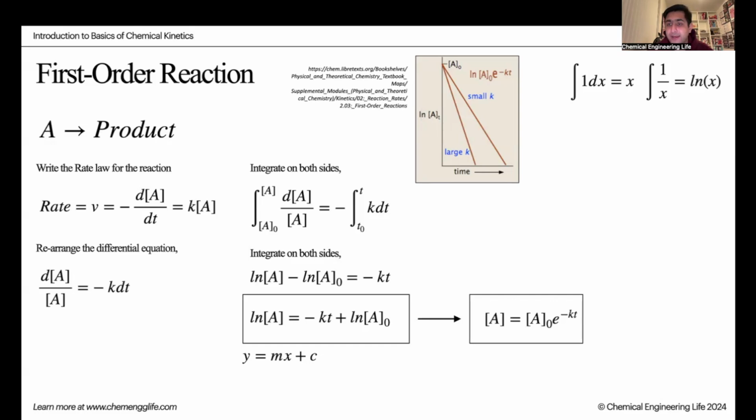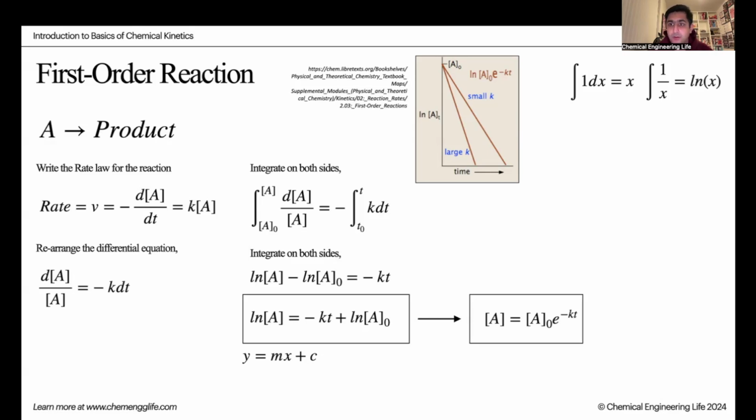Another way of writing that expression is that if you raise everything to the power of e, then you could rewrite that expression in terms of the expression on the right. So you have your concentration of A is equal to the initial concentration of A multiplied by the natural exponent to the power of negative k times t.